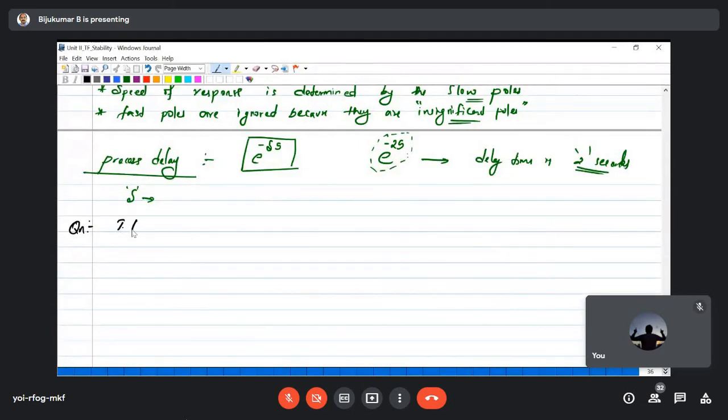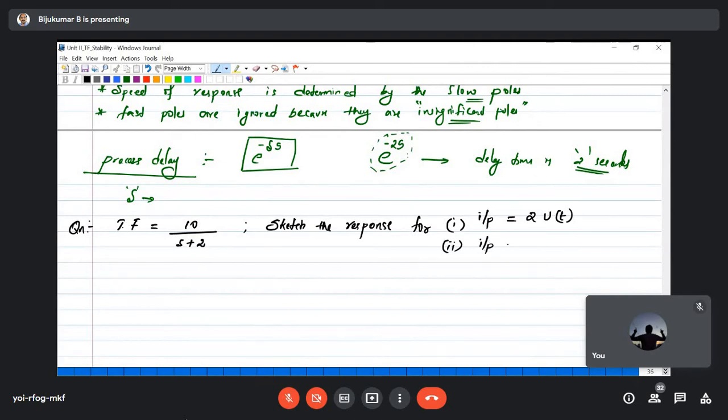Okay. So please note down this transfer function: 10 divided by s plus 2. The question is, sketch the response for two cases: when the input is equal to 2 u of t, and the second is when the input is u of t minus 3.